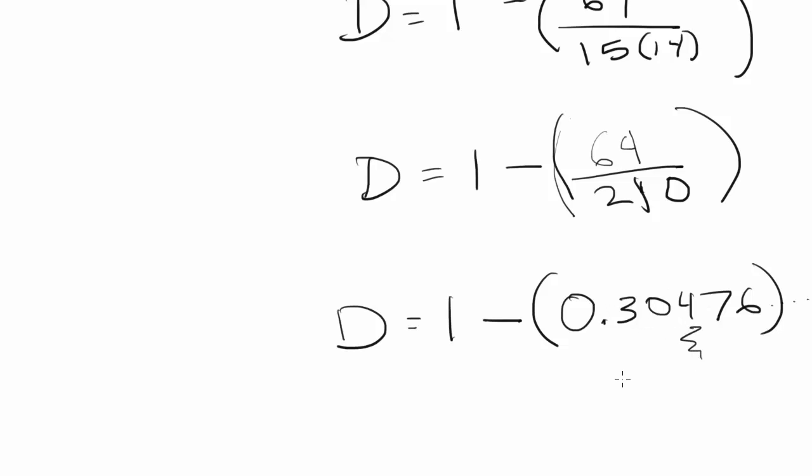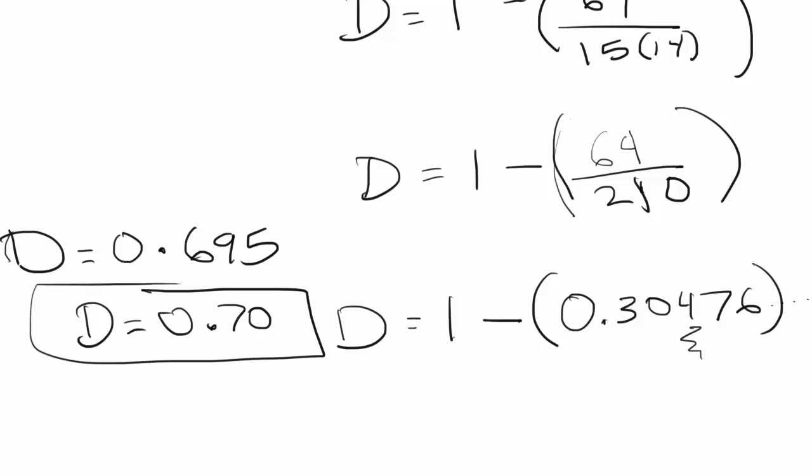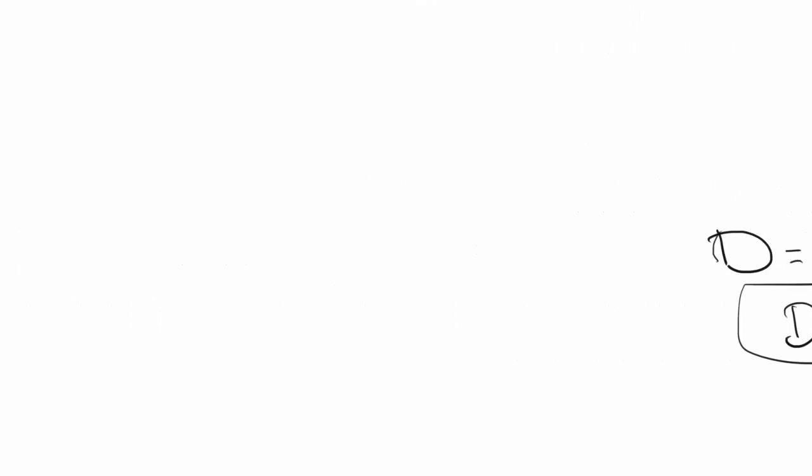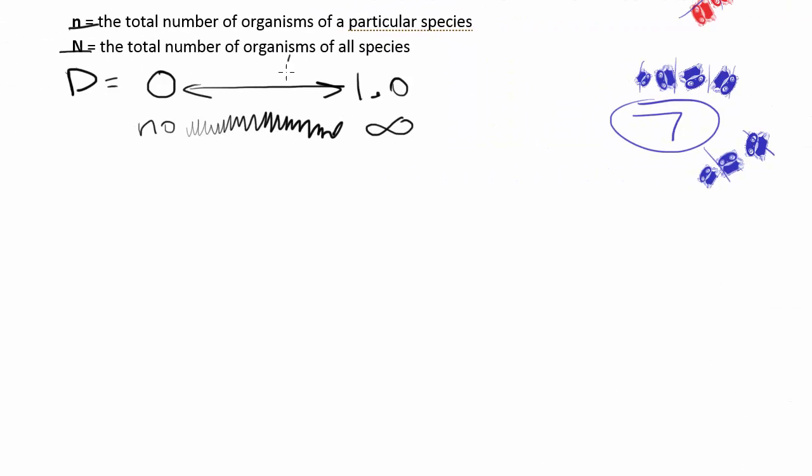So in my calculator, I'm going to go 1 minus 0.305, and I end up with a diversity of 0.695, or we could say a diversity of 0.70, and so that is going to be our Simpson's diversity index. If you remember, we talked about where that is on the spectrum. 0.7 is a pretty diverse ecosystem.